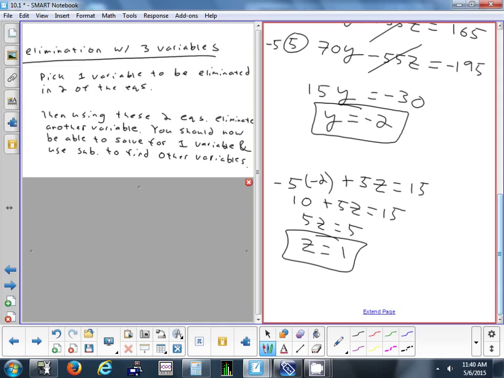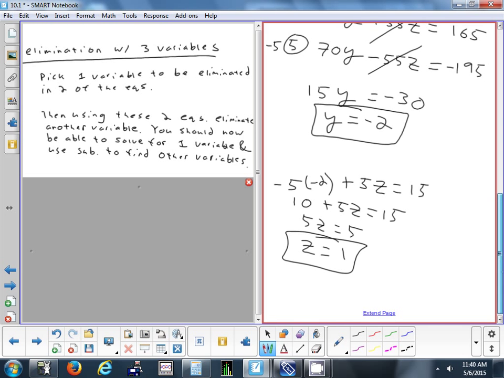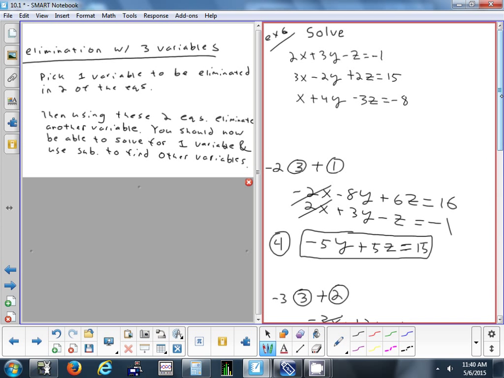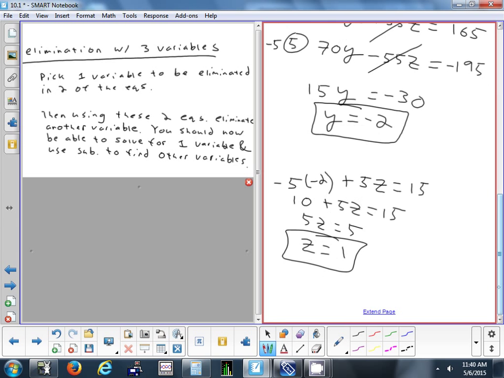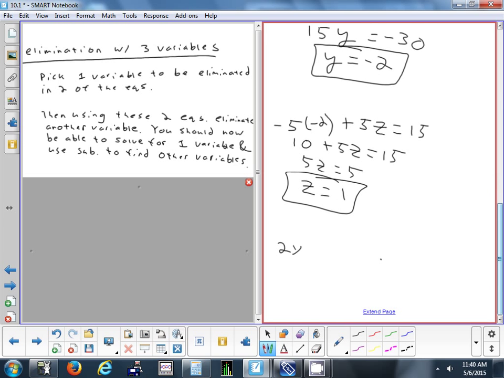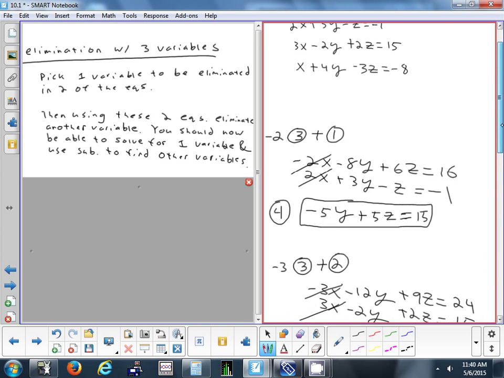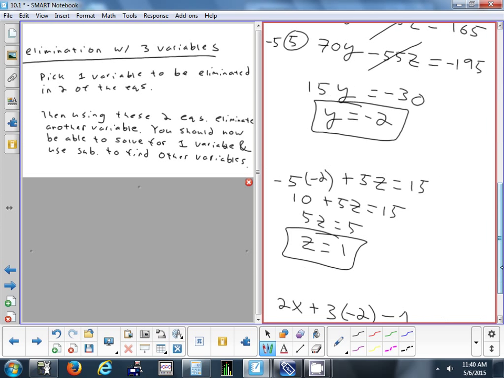Okay, so now we got 2 answers. Okay, for the last one, now we're going to go all the way back to one of the first equations. You can pick either equation 1, 2, or 3. Fill in y, fill in z. Let's just do the top one. So 2x plus 3y minus z. What was that equal to? Negative 1.